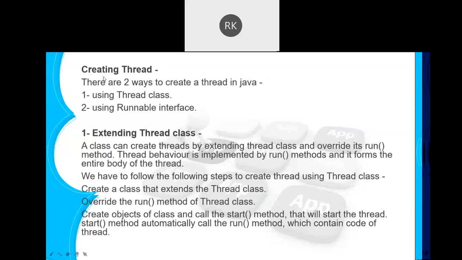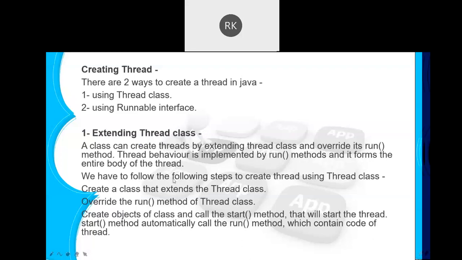Now let's move towards creating a thread. There are two ways, as I told you: by making use of the Thread class or by making use of Runnable. First, we'll see the Thread class. A class needs to inherit the Thread class if it needs to perform multi-threading. A class can create a thread by extending the Thread class, and there it has to override a method named run. Run is a method available in the Thread class, and the thread behavior is implemented by the run method itself. It forms the entire body of the thread.